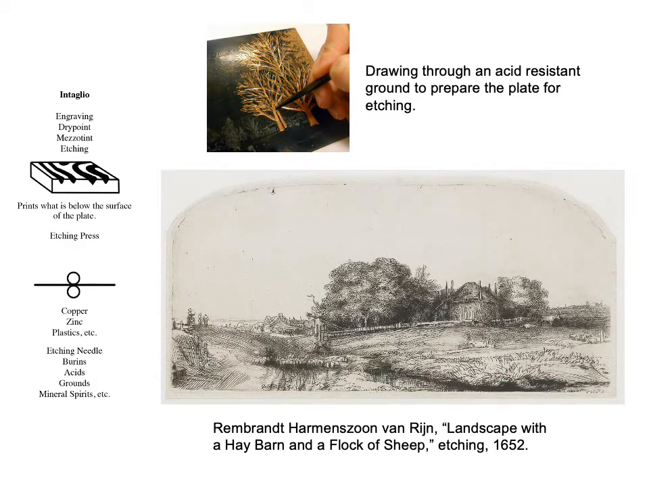Etching involves an acid-resistant ground on the plate, through which the artist, in this case Rembrandt, creates the drawing using a sharp needle. When the image is completed, the plate is put in a bath of acid so that the acid eats away at the exposed portion of the plate to create the incised areas in the plate surface.